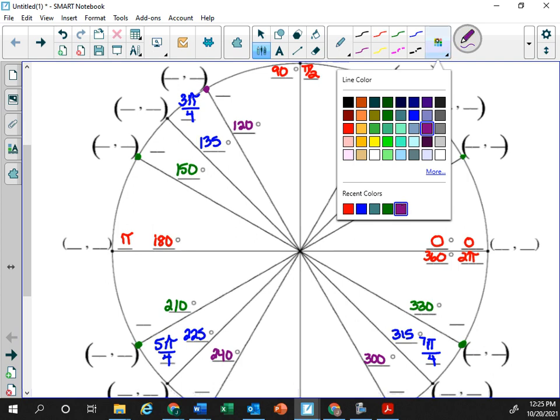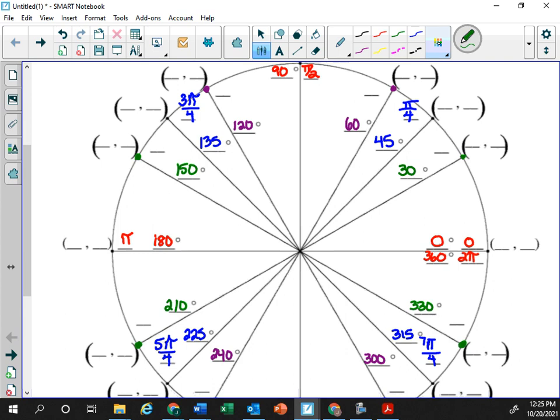All right, I'm going purple next. Or did I do green? I think I did green. Okay, do you guys know what 30 degrees is in radians? Okay, good. That means all of my green ones, the ones closest to the x-axis, are something over 6.